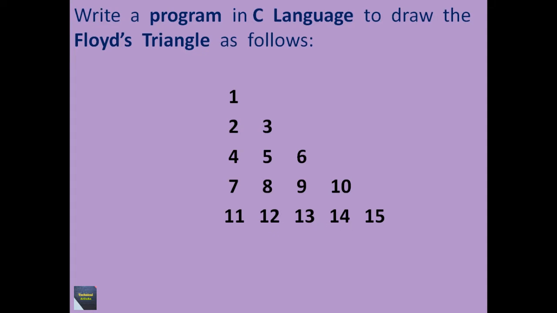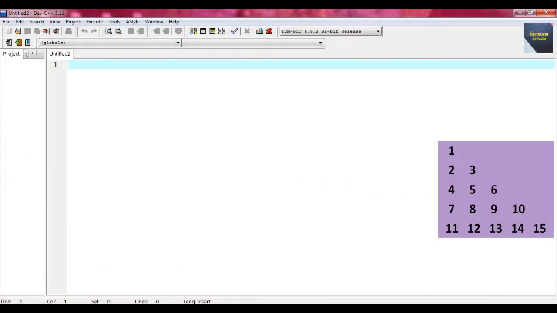I already discussed some triangle problems in my previous video. For this type of problem, we know it can be solved using nested loops. So this Floyd's triangle problem is also solved using nested loops in C language, right? So go to the C IDE. I will solve this problem easily, right? Today I will discuss another triangle problem which is Floyd's triangle, and it is solved by C language.